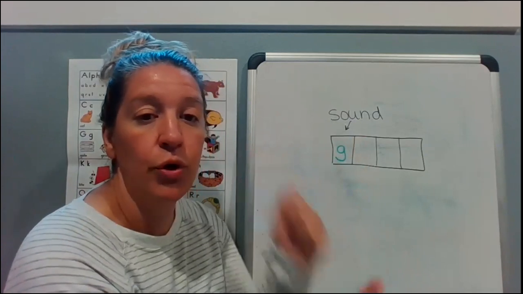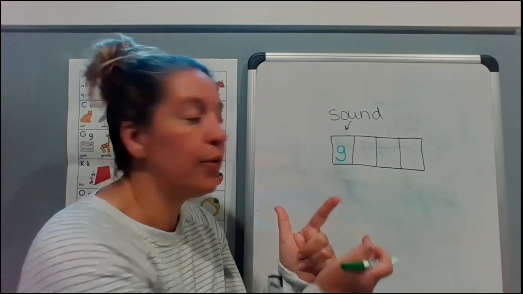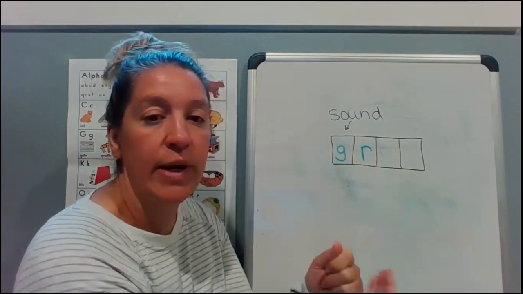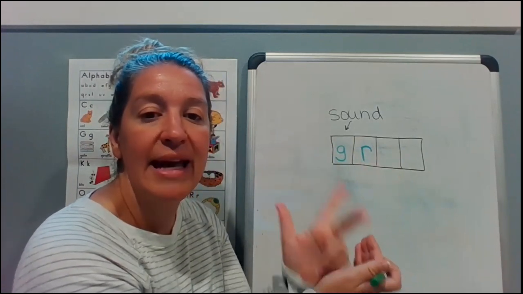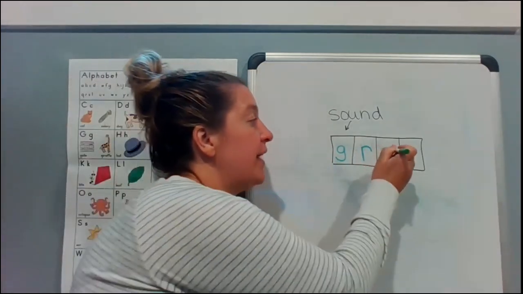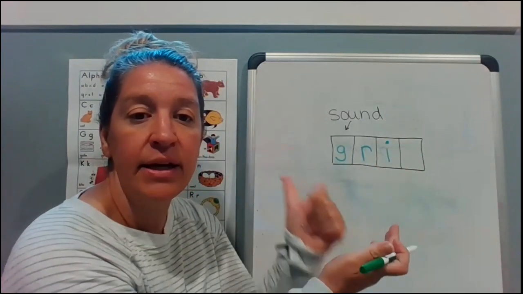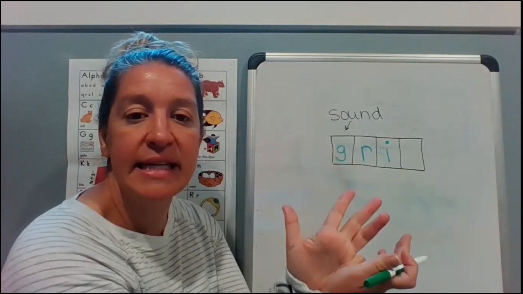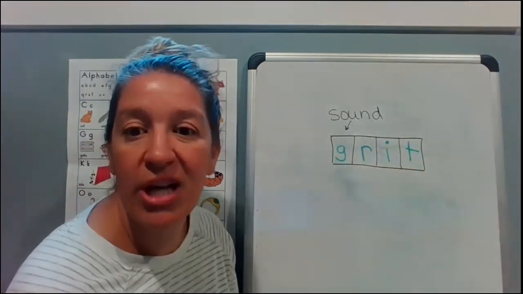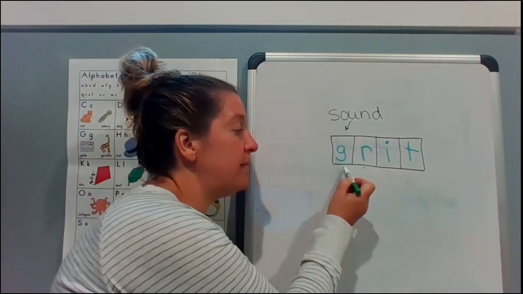Let's keep going. Grit. G. What letter says that? The letter R. Good. Let's keep sounding it out. Grit. G. I. Which of our vowels says I? The letter I says I. Okay, let's keep going. Grit. G. I. T. The letter T says T. So let's check our sounds. G. I. T. And let's blend them together.